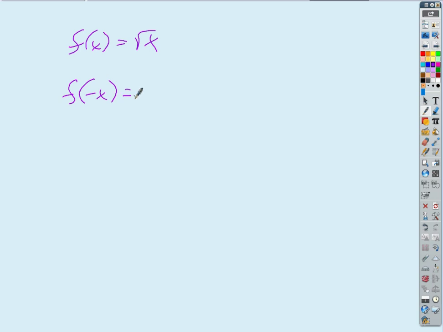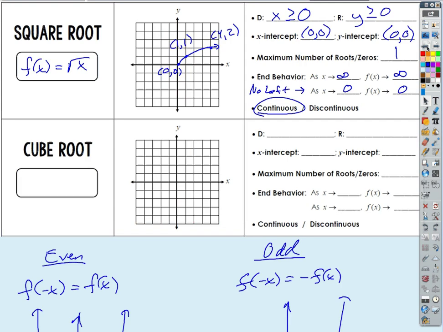Got a problem, don't I? Right? If x is positive, -x is negative, and I can't plug a negative number into the square root function, and so it doesn't work. There's no symmetry there, is there? Right? And we don't have symmetry. If we go back, we can see there is no folding symmetry or rotational symmetry, is there? Okay? Good.